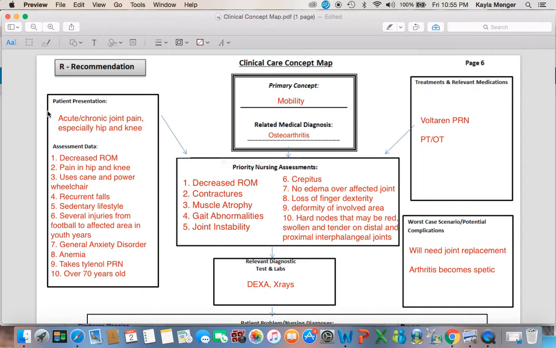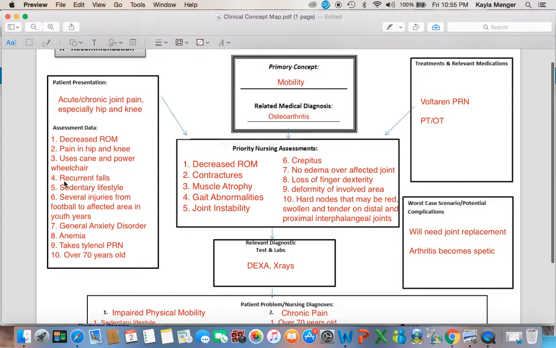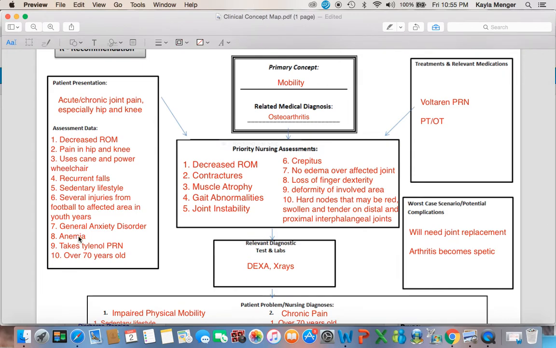So this is going to be from your patient, what they came in with. So for my example, I did the patient's chief complaint was acute and chronic joint pain, and specifically in the hips and the knees. So for the assessment data, that's going to be what we see in the patient as we're doing our assessment. So he has decreased range of motion, pain. I could have used a pain scale here, use of cane or power chair. So I'm putting in that he has a gait abnormality that requires an assistive device.